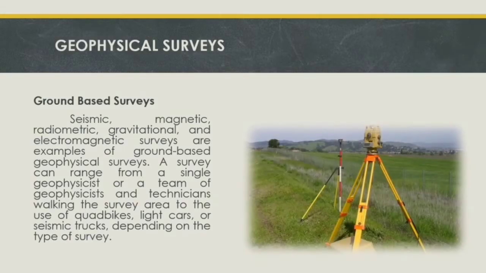Ground-based surveys. Seismic, magnetic, radiometric, gravitational, and electromagnetic surveys are examples of ground-based geophysical surveys. A survey can range from a single geophysicist or a team of geophysicists and technicians walking the survey area to the use of quad bikes, light cars, or seismic trucks depending on the type of survey.